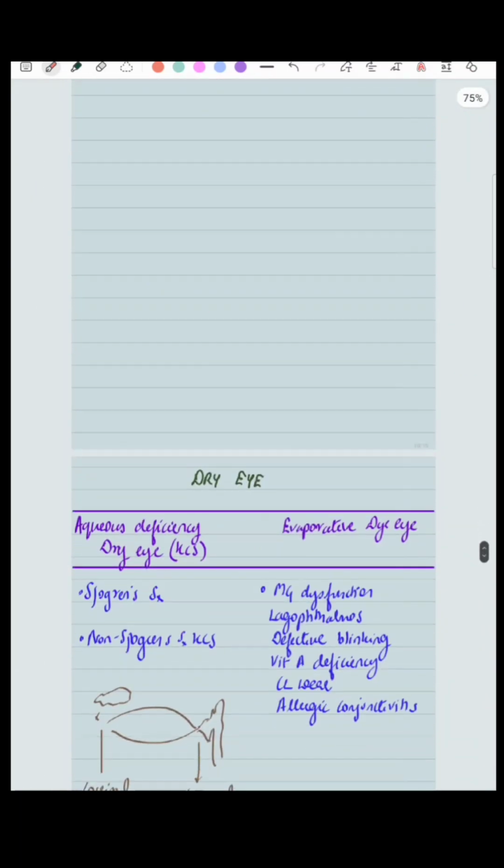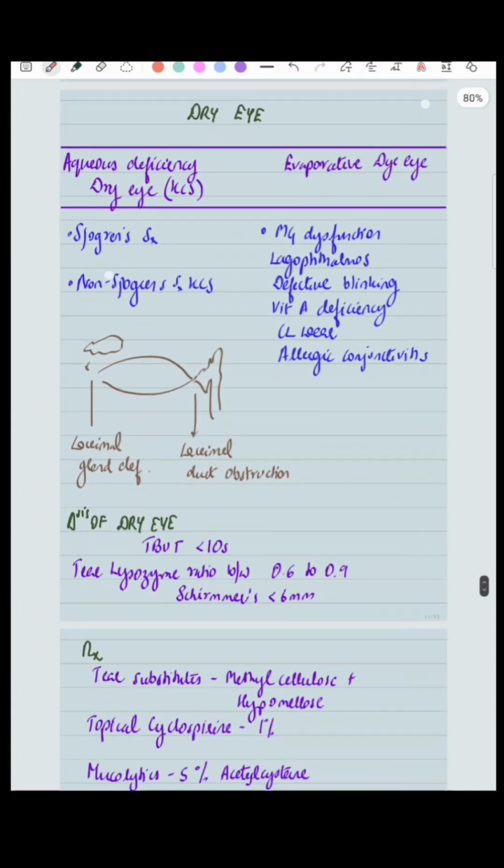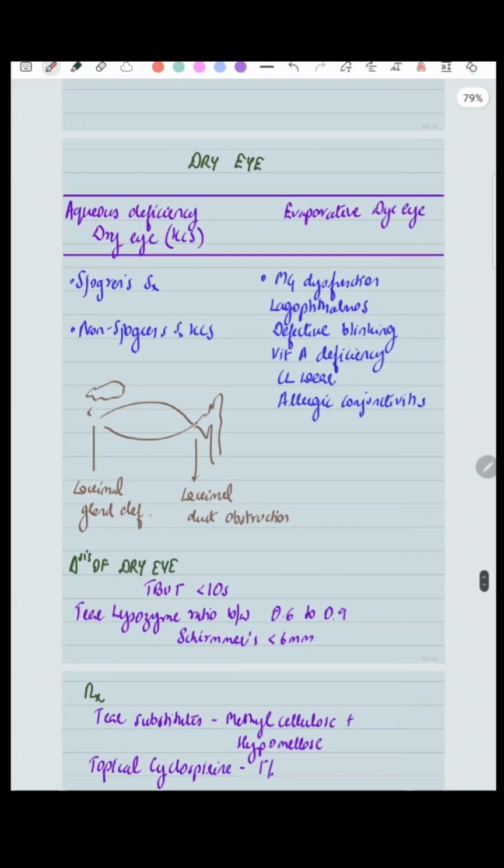Now coming to the next one, dry eye. Dry eye can be either due to aqueous deficient dry eye, that is keratoconjunctivitis sicca, or evaporative dry eye. The aqueous deficient dry eye can be due to Sjogren's syndrome or non-Sjogren's syndrome keratoconjunctivitis sicca. Non-Sjogren's can be due to lacrimal gland deficiency or lacrimal duct obstruction. Other causes include reflex hyposecretion.